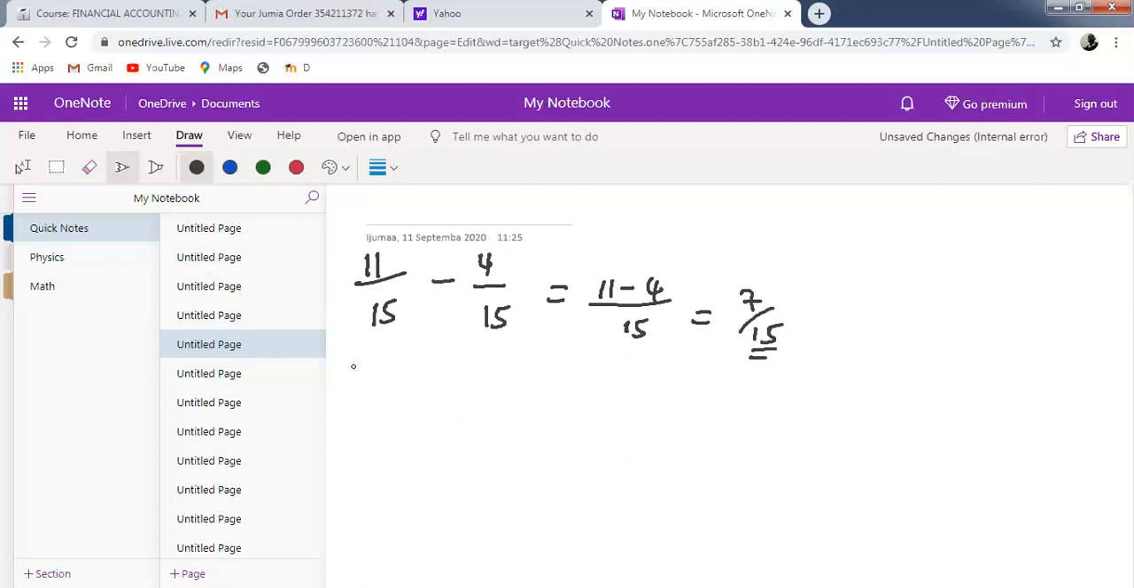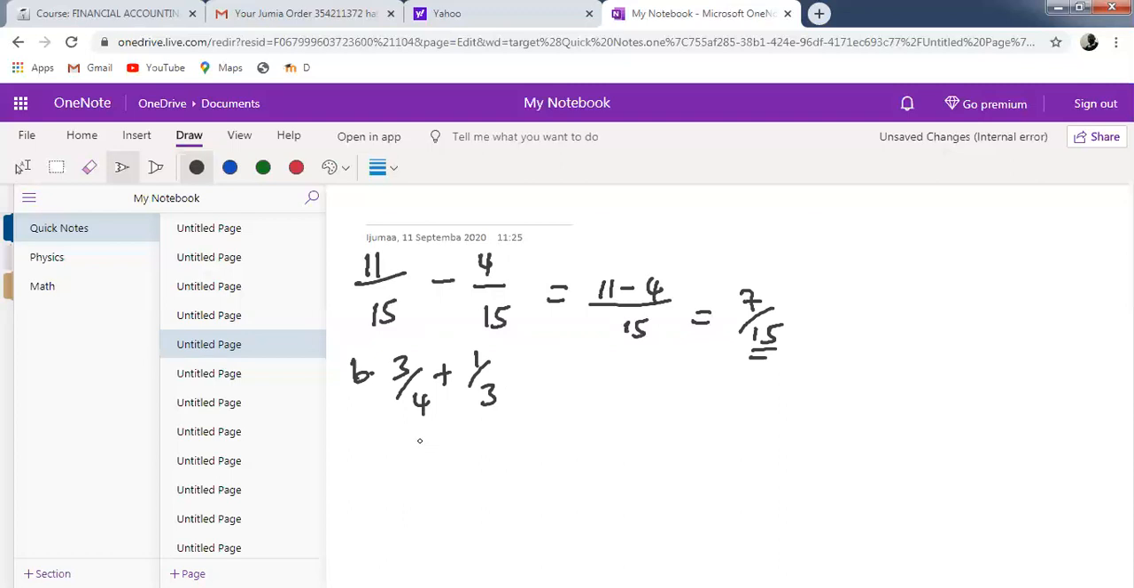So we can have another case B where you have different denominators. For example, you have 3 over 4 plus maybe 1 over 3. You are told to add that. First of all, you need to get the LCM of 4 and 3.